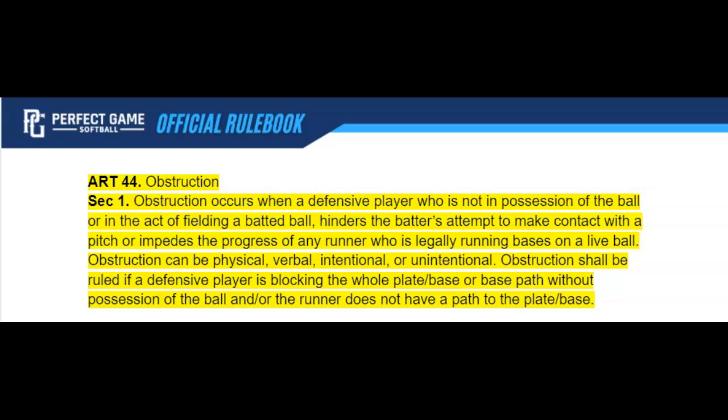Obstruction can be physical, verbal, intentional, or unintentional. Obstruction shall be ruled if a defensive player is blocking the whole plate or base path without possession of the ball, and or the runner does not have a path to the plate or base. Having an understanding of obstruction is key to your progression of your game and understanding of the rules. Very simply put, if a defender does not have possession of the ball and they are hindering or blocking the entire path to the base or plate, we should have obstruction.